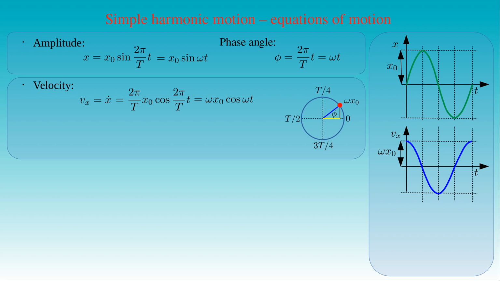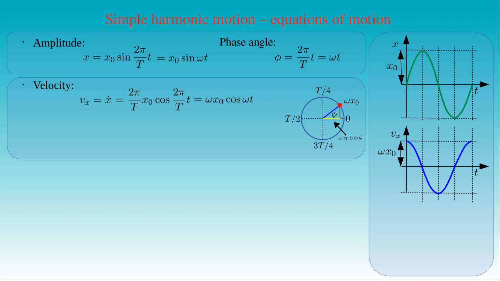Here the magnitude of the velocity is given by the vertical projection of the vector, which is equal to omega times x0, times cosine phi. The phase angle phi of the vector is equal to 2 pi over the period times the time t, or omega times t. We can see in the figure, if the phase angle is equal to 0, 180, and 360 degrees, then the vertical projection of the rotating vector is maximal, that is omega times x0.